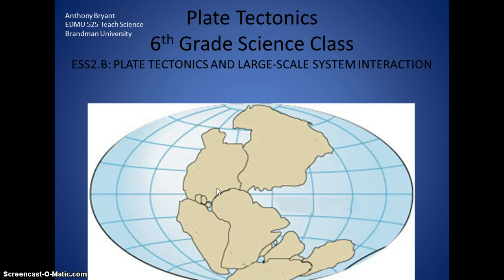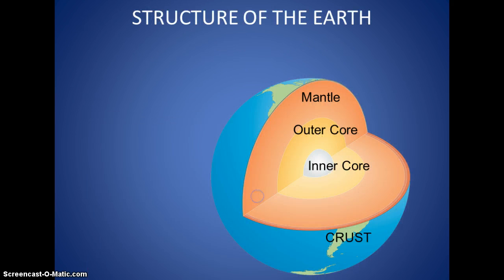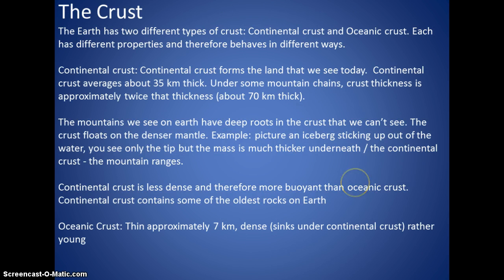But before we get into plate tectonics, let's do a quick review and talk about the structure of the Earth. The Earth is made up of three main layers: the mantle, the core, and the crust. The crust. The Earth has two different types of crust: the continental crust and the oceanic crust. Each has different properties and therefore behaves in different ways.